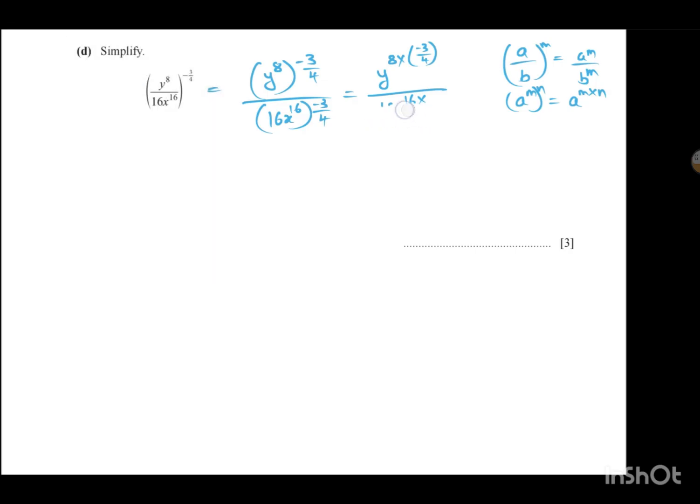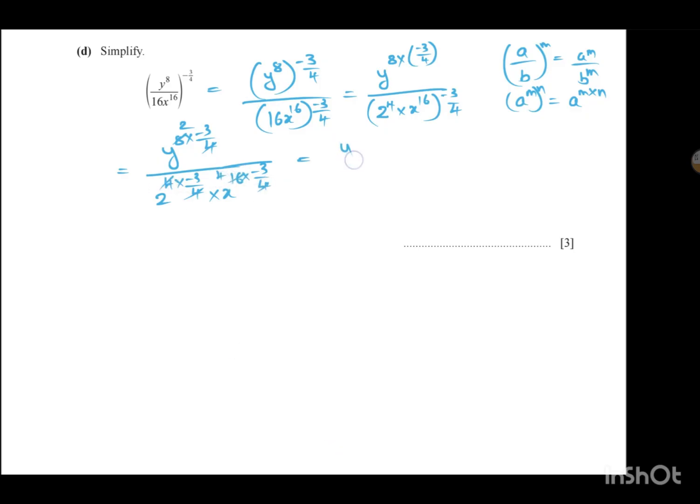We can write this 16 as 2 raised to 4. In the next step we can write it as (2^4 x^16) whole raised to minus 3/4. Next step we will multiply again: y raised to 8 into minus 3/4, the 4 and 4 cancel, 2 raised to 4 into minus 3/4, x raised to 16 into minus 3/4. 4 into 4 is 16.